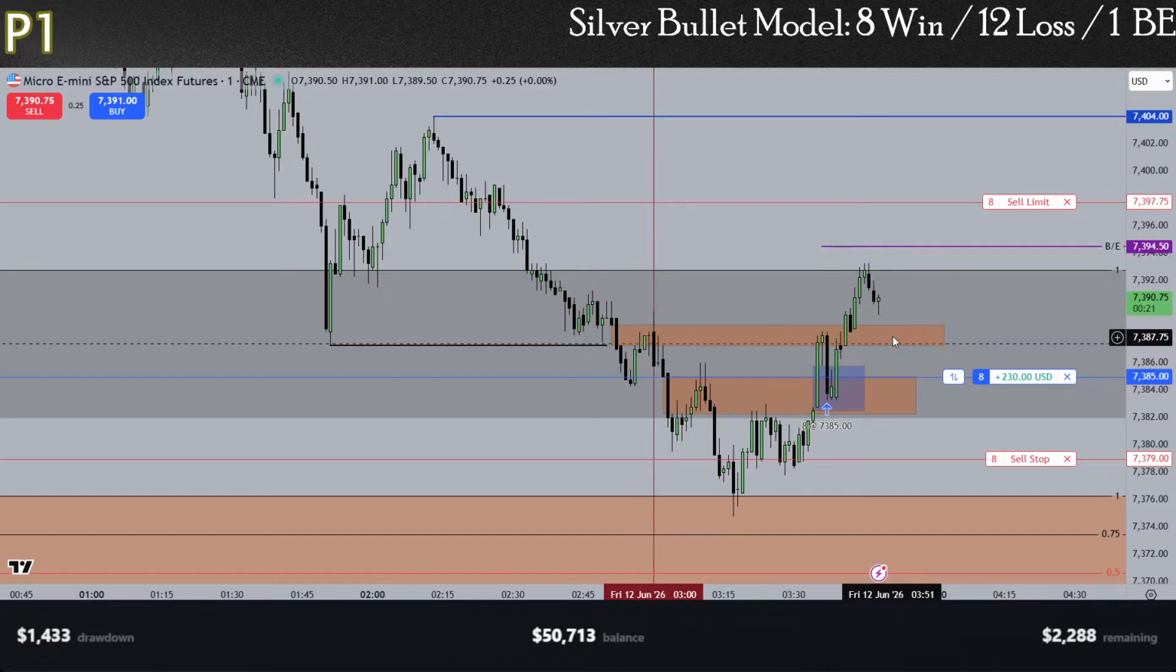So far, as long as we stay above this one and this one, everything should look higher. Right, very nice. It couldn't even reach the inversion fair value gap here. That's very good. Should be striking higher, very close to the break-even price.